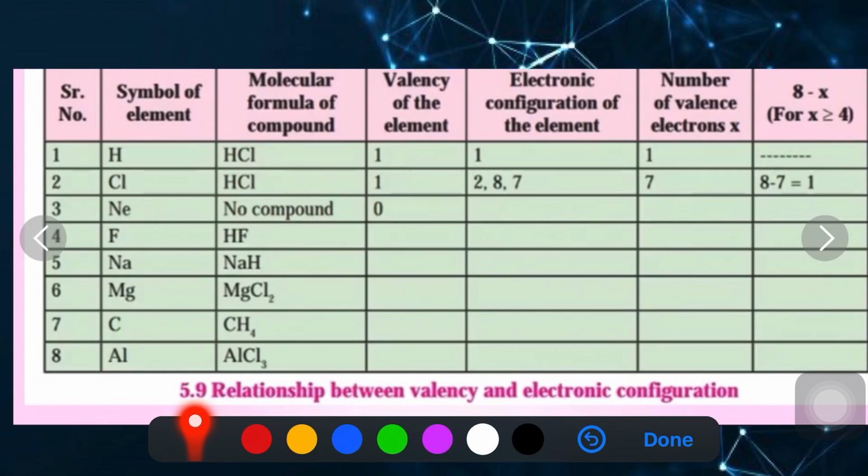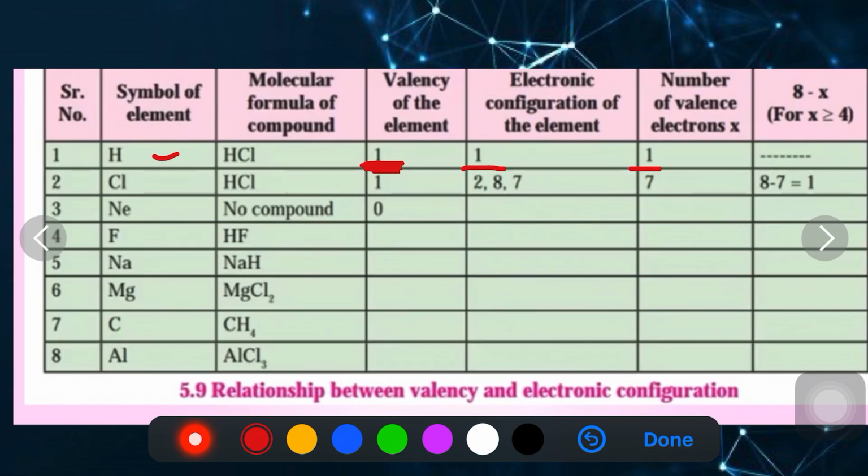Let us see the first one. Symbol of element is H. Its molecular formula is HCl, that is a compound. So valency of the element is 1. How 1? We will see this. Electronic configuration is 1 because atomic number is 1. So number of valence electron will be 1 and valency of element will be 1. We will not find 8 minus X because X is less than 4.